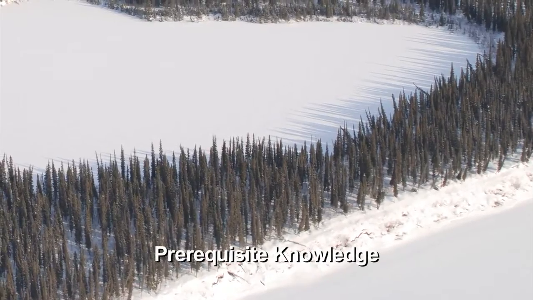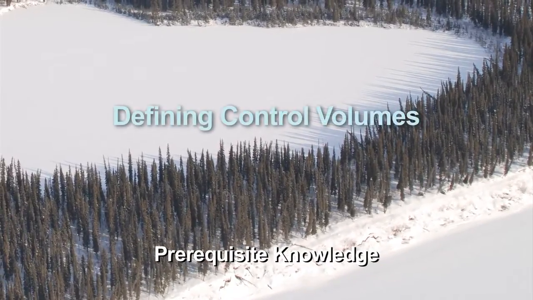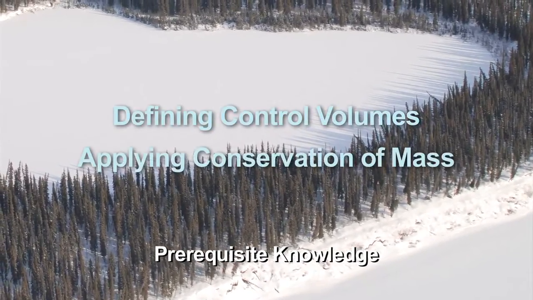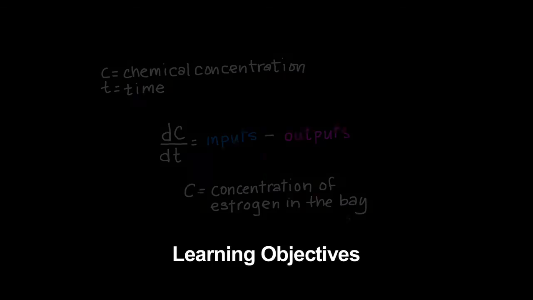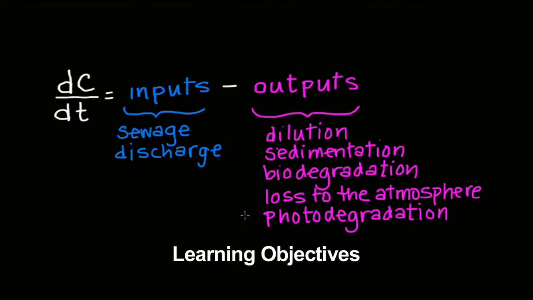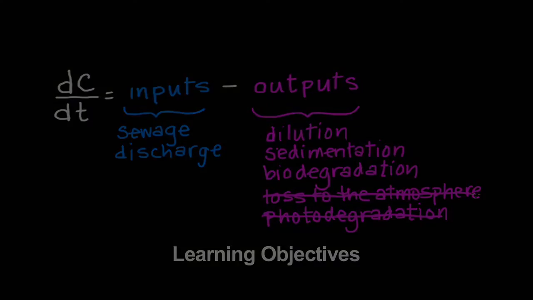Before watching this video, you should be familiar with defining control volumes and applying conservation of mass. After watching this video, you will be able to construct a differential equation to estimate the concentration of a chemical in the environment and appreciate how informed estimates can help simplify and solve these differential equations.